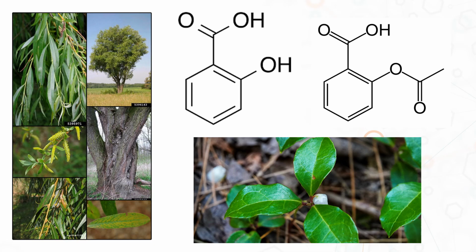Okay, so as you can see the photo of the white willow on the left side of our presentation, we have the willow bark, the white willow or the Salix alba, and then the wintergreen leaves or the Gaultheria procumbens. As you can see, we have two molecules here. So the left molecule, class, is the salicylic acid.